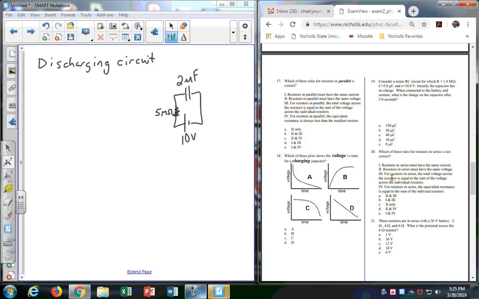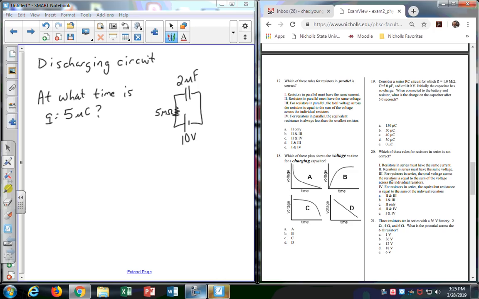So I want to know at what time is Q equal to, I don't know, 5 microcoulombs? That would be the question. I might also ask you, how long does it take to fully discharge this capacitor? You might be able to tell me that right away. Can you tell me what is the time that it would take to fully discharge this capacitor?